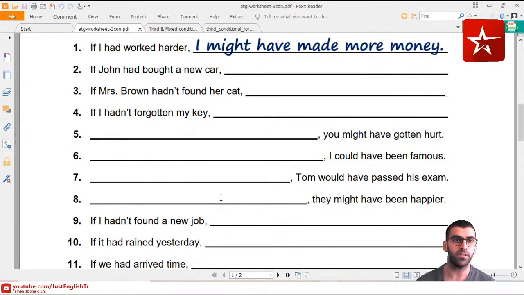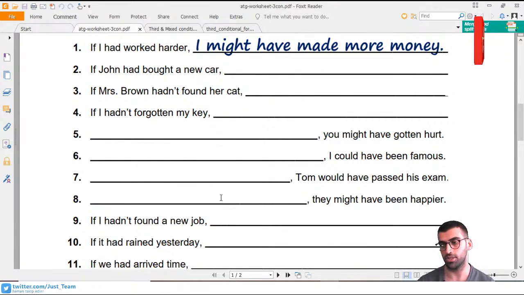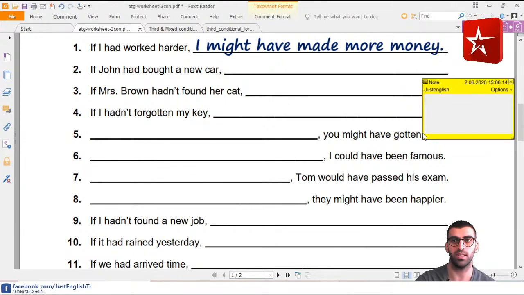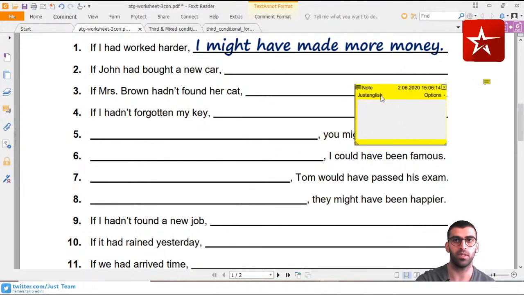And number two, if John had bought a new car, yes, that is the correct sentence. It's an interesting one. If John had bought a new car, we have to complete this sentence with our own ideas. I'm going to open the note here in order to write your sentences, for number two.